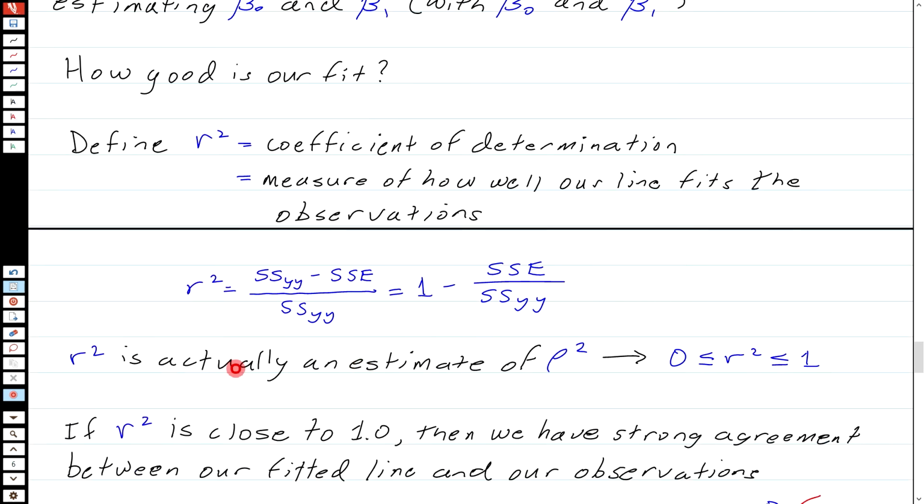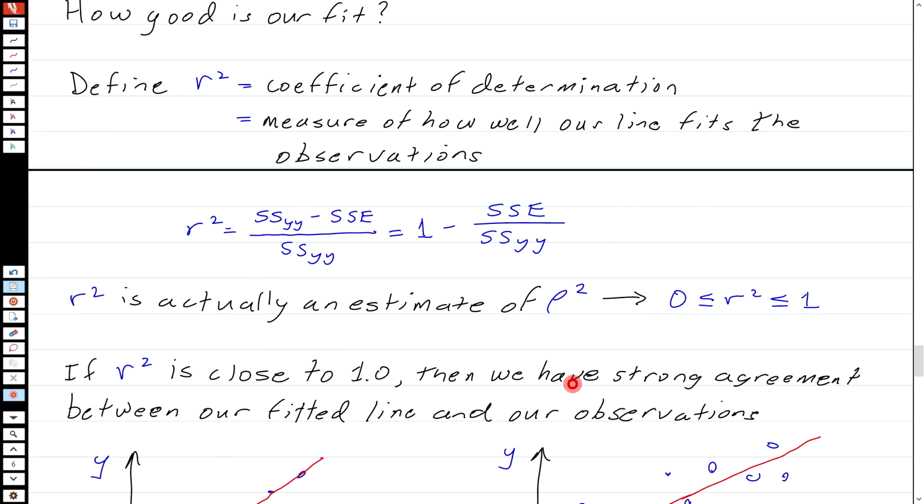Perhaps the thing to remember is that r squared is actually an estimate of rho squared. If you recall, rho is the correlation coefficient between x and y, and it lies between minus 1 and plus 1, and so its square lies between 0 and 1. And basically then r squared tells me how well I'm fitting the data. So if r squared is close to 1, then we have strong agreement between our fitted line and our observations.